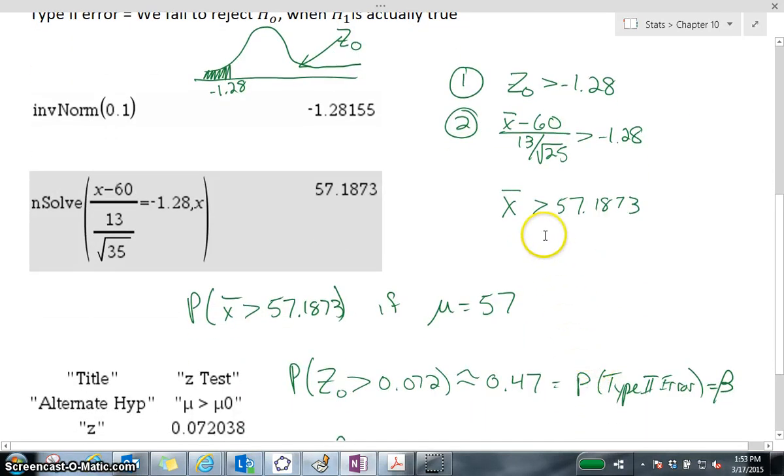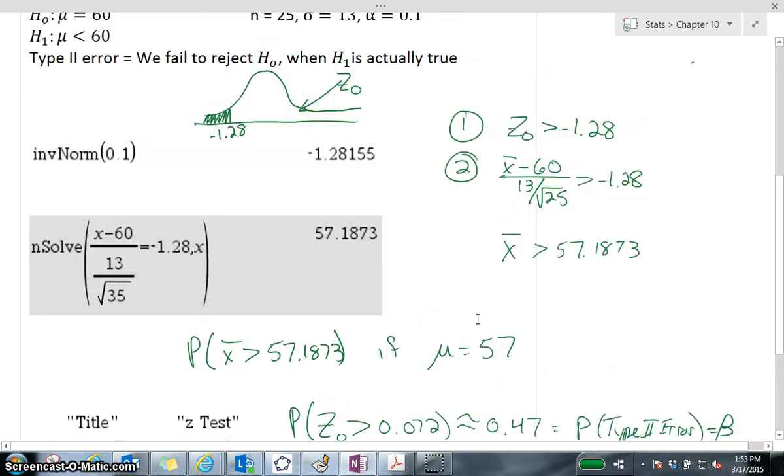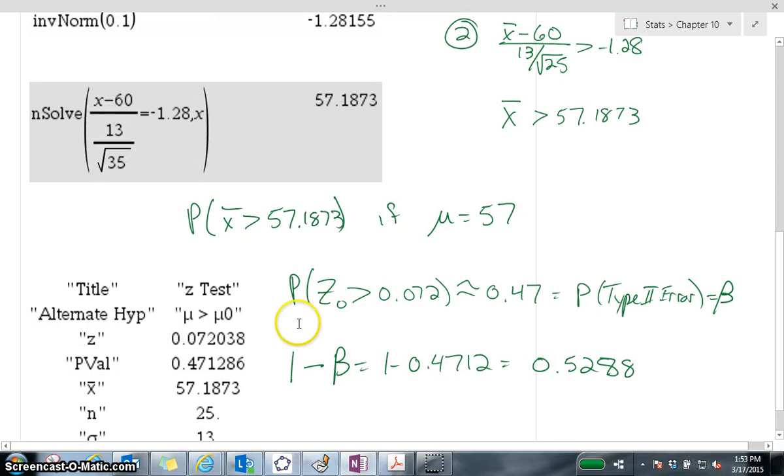Then we want to find the probability that it is greater than. The probability of us getting that, if mu is what we now know it is, 57. So we type that in here, or you can do it the long way, finding the test statistic, which is 0.072. So we got a probability of 0.47 as the probability of our type 2 error, our beta, and 1 minus that is the power of the test, 0.5288. That's a pretty good power. Our test was pretty good.